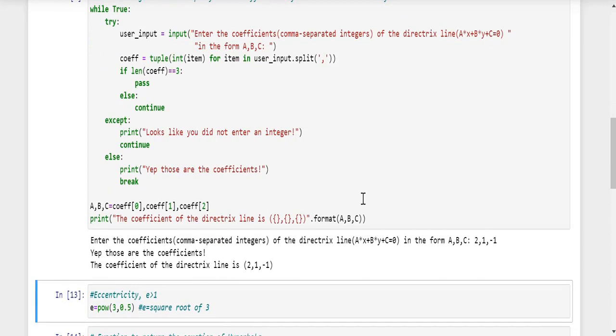And after that, guys, for hyperbola, the value of eccentricity is always greater than 1. So for this particular example, I have considered the eccentricity to be square root of 3. So here I'll run this cell also.